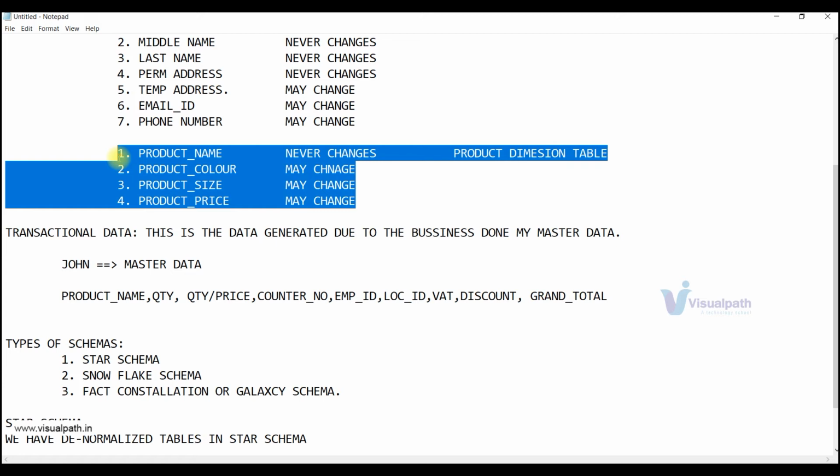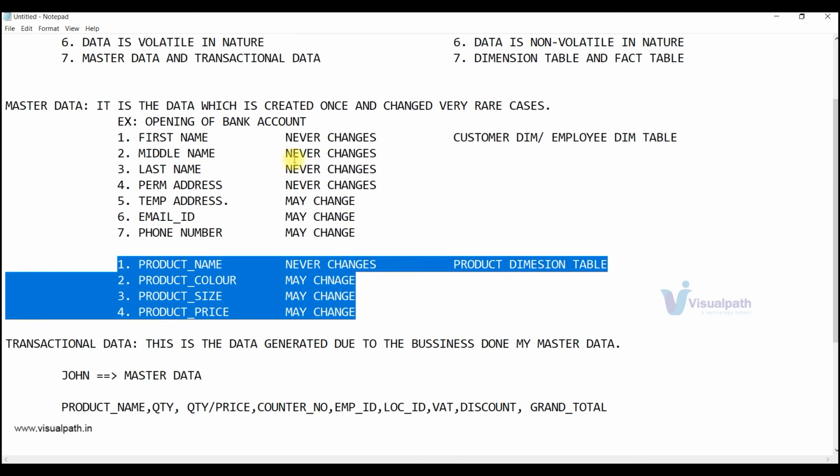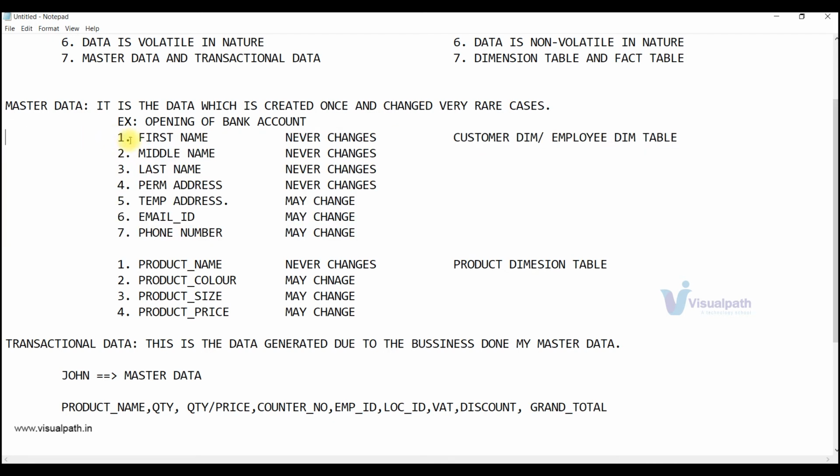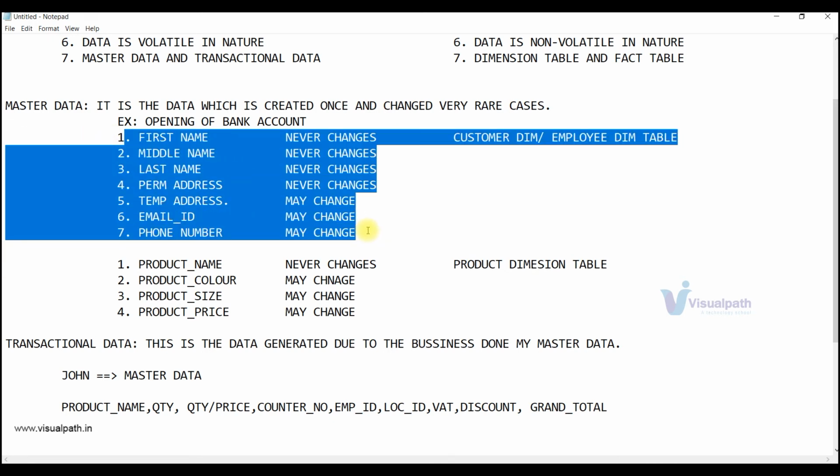So whenever the whole stuff is available in a single table, then it's called your denormalized table. Suppose, like here, when I say my customer, this is first name, middle name, last name, permanent address, temporary address, email ID, phone number. All these things relate to one table. So when you have the whole department stuff, the whole dimension, the whole table-related stuff in one table, then it's called denormalized tables.